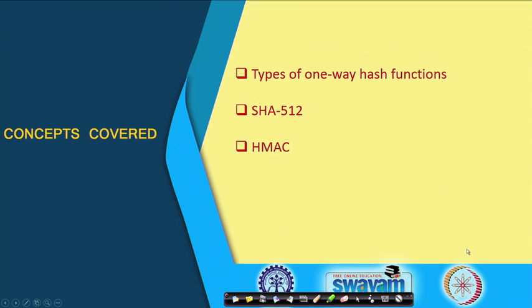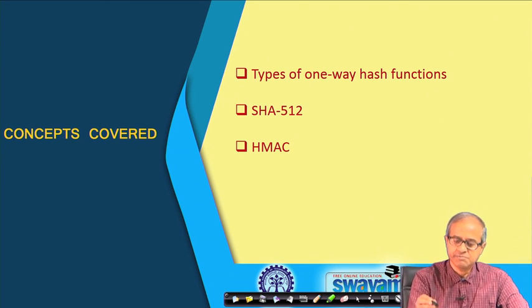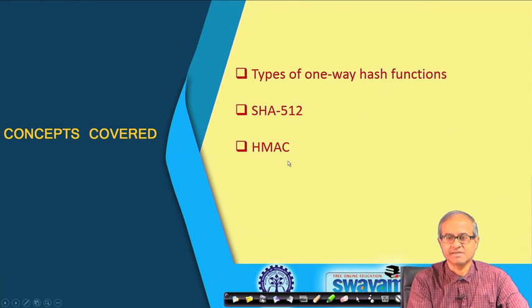So, in this lecture, we shall be first talking about several ways these one way hash functions can be used, and specifically we shall be looking at two different hash functions. One is SHA-512, other is HMAC. Let us see.